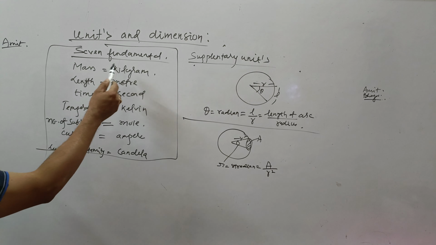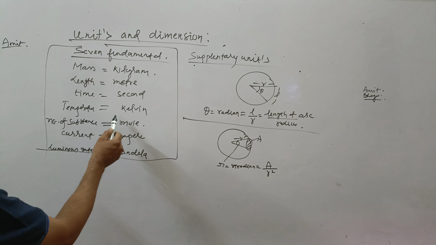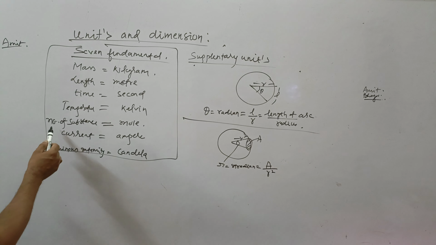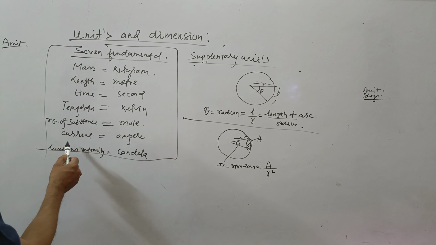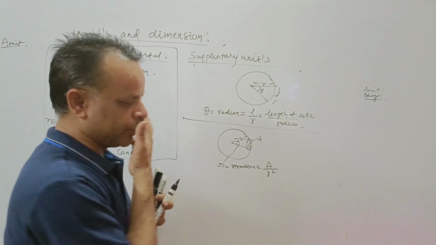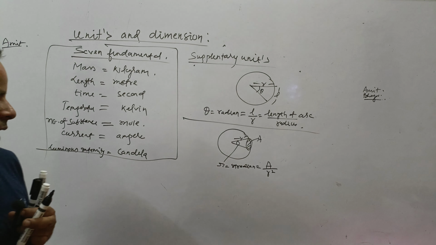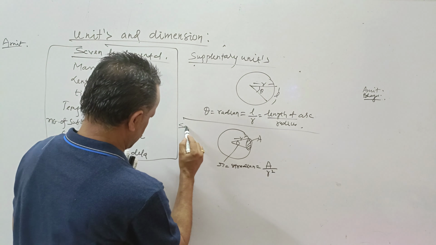These are the 7 fundamental units. For mass we have kilogram, for length we have meter, for time we have second, for temperature measurement we have Kelvin as standard, the number of substance will be in mole, current will be in ampere, and luminous intensity, that is the measurement of light, will be in candela. Then we have supplementary units. They are radian and steradian. Steradian is for solid angle.